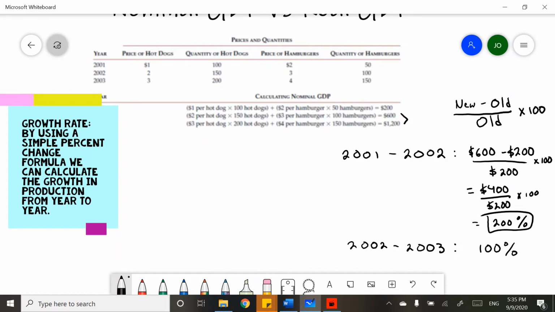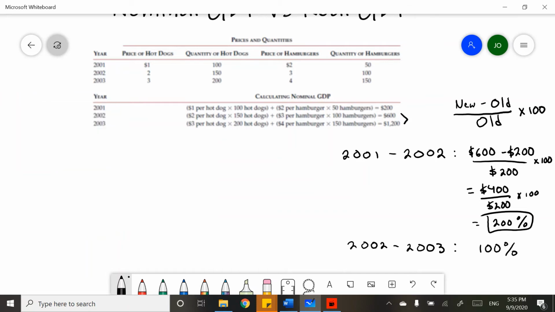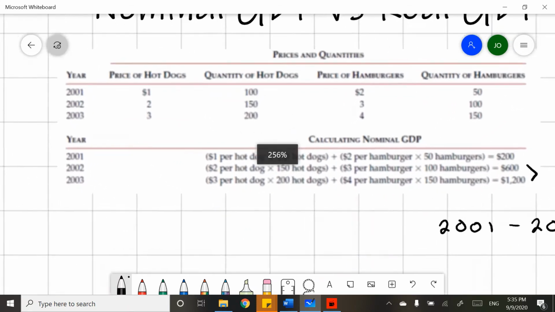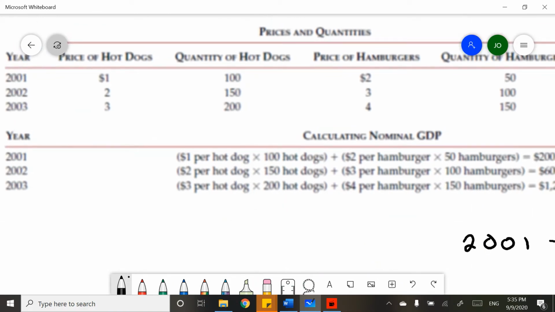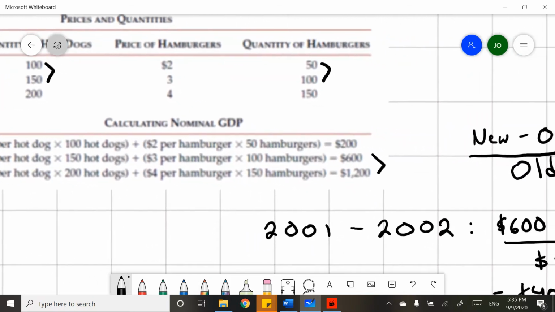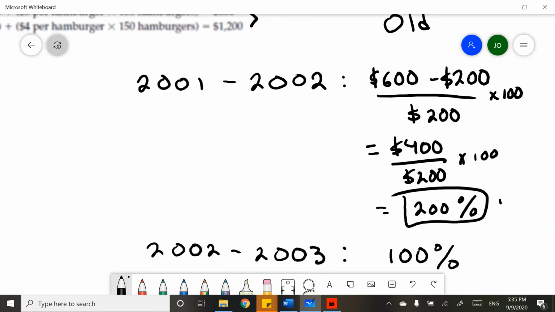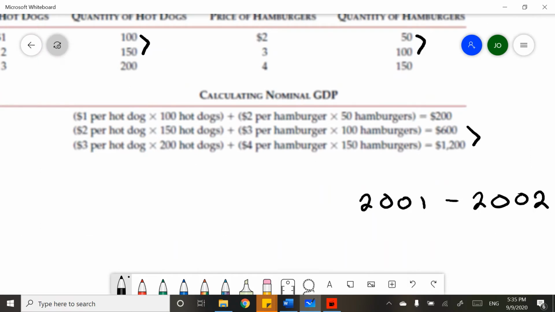However, it is easy to see why these numbers are overestimated. Let's go back to the data. First thing that we notice from 2001 to 2002, in terms of production, which are my quantities, is that in none of these numbers do we see what we see in the nominal GDP data, which is a 200% increase. Let's look.